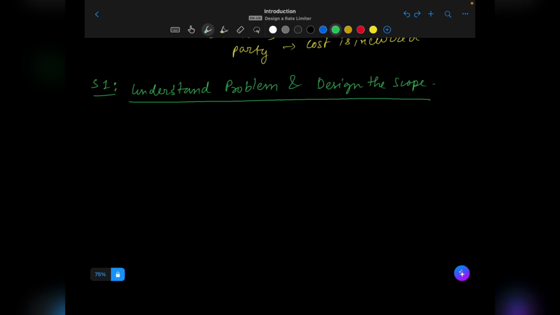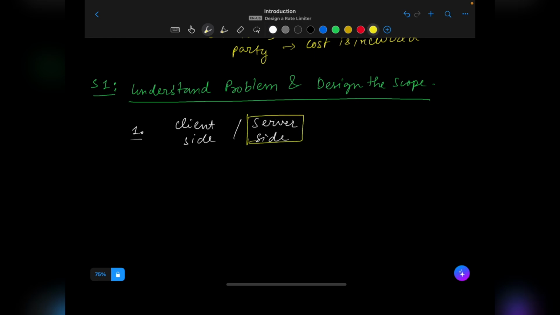Maybe we can ask, is it implemented on the client side or server side? This is one of the things we could ask. Let's say we hope the interviewer answers that you can implement it on the server side, and this is also a good practice. The second question you could ask is, what does the rate limiter throttle?